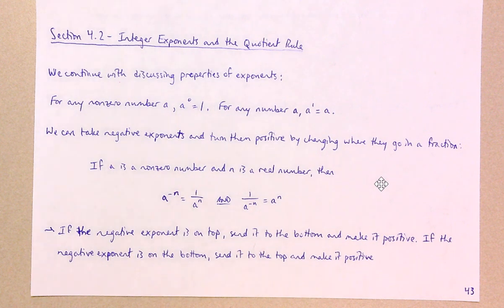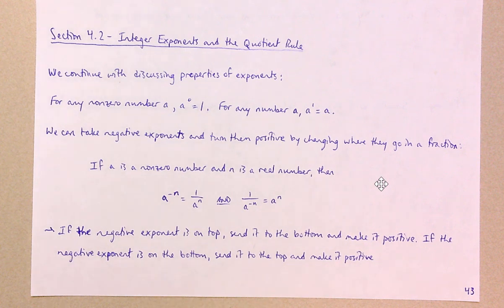Just as a quick recap, if you take any number that's not 0 and you raise it to the power of 0, you're going to get 1. And if you take any number whatsoever and you raise it to the power of 1, you are going to get that number that you had. So a to the power of 0 is 1, and a to the power of 1 is equal to a.